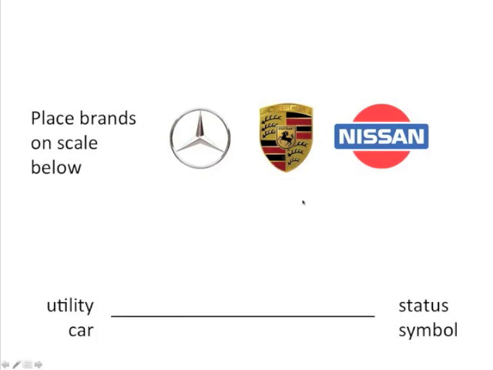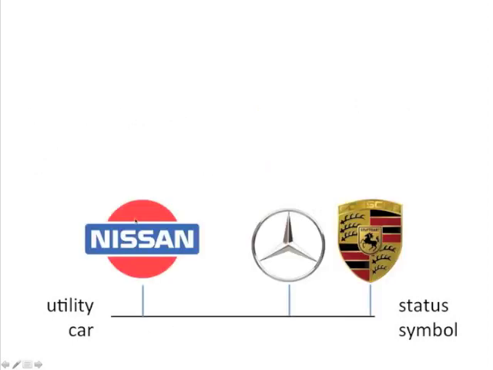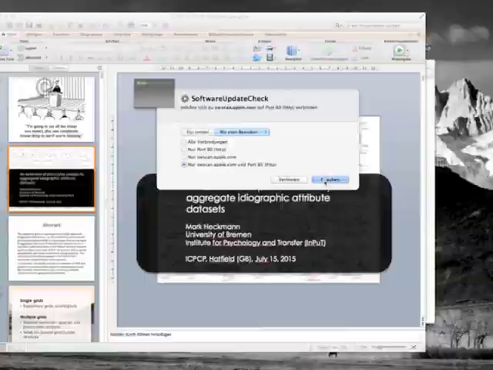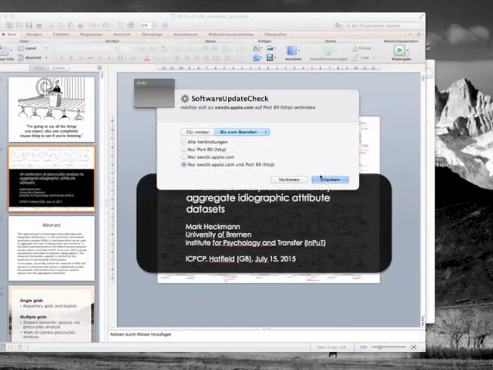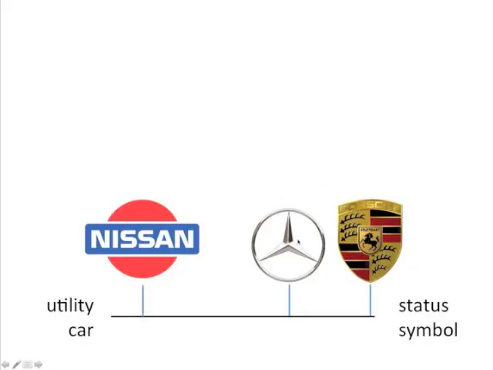Now, the way I placed it on the scale is the following. I placed it like this. Nissan, the rather utility car, Mercedes is rather a status symbol, but not quite as much as Porsche is. I usually find that most people do it like this, and another group of people does it more or less in the same way, but they swap Porsche and Mercedes.